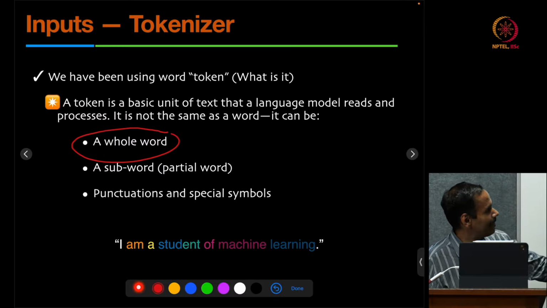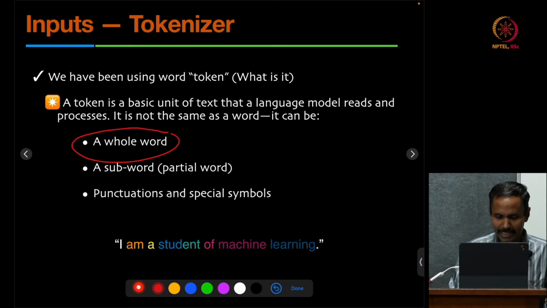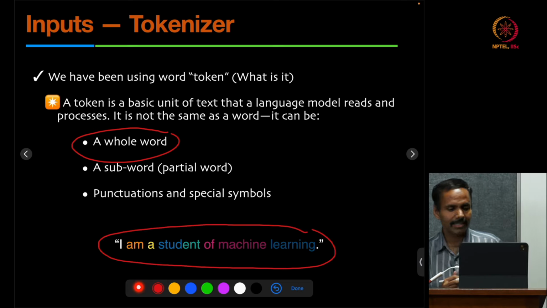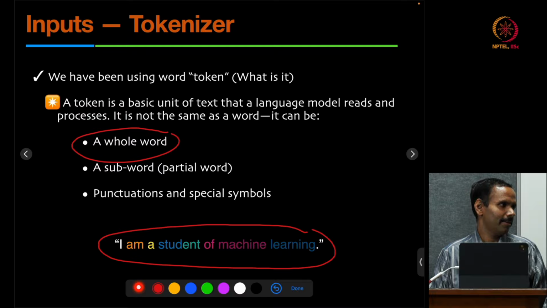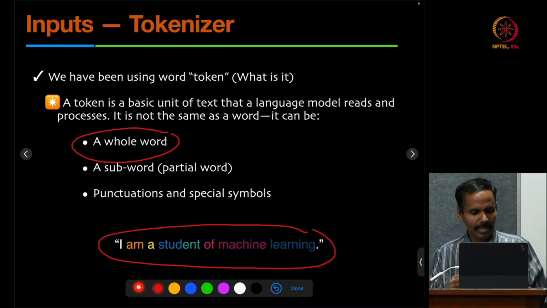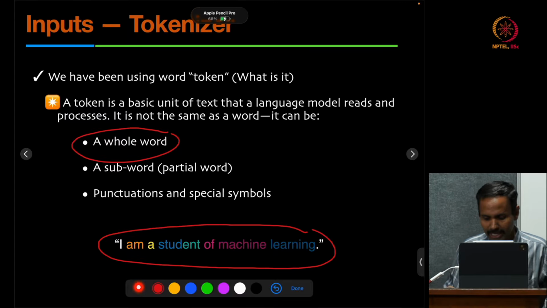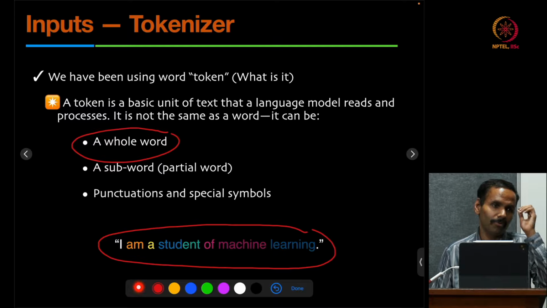The last example that you see says, "I am a student of machine learning." Each color here is supposed to represent a token. So the "I" could be one token, then the word "am" could be another token. But if you say something like "a student", it got broken into two tokens, and then the rest of the words could be one token. So these are all potential ways in which this can come out.